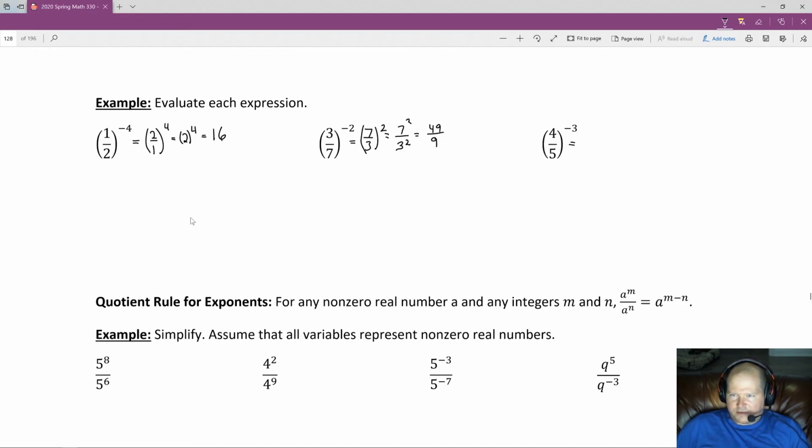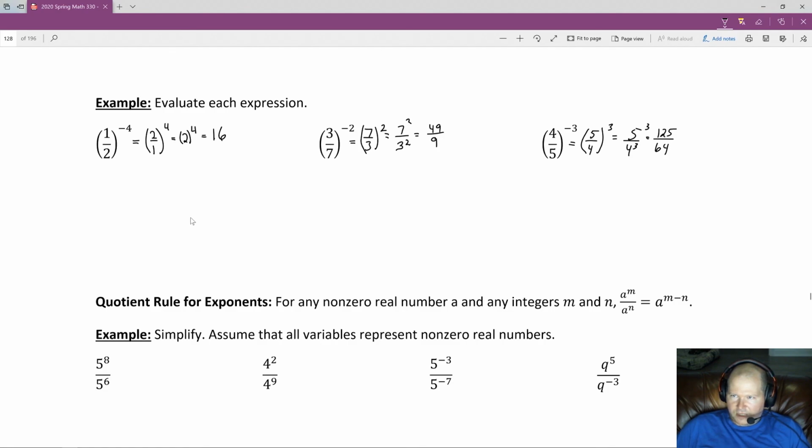Same kind of concept. We have a fraction within parentheses to a negative power. So we simply flip it. This is going to be 5 over 4 to the positive 3rd power. So now we're going to bring 5 to the positive 3rd power over 4 to the positive 3rd power. Now, 5 to the 3rd power is simply 125. And 4 to the 3rd power, 4 times 4 is 16, and 16 times 4 is 64. So we just leave it like that, right?